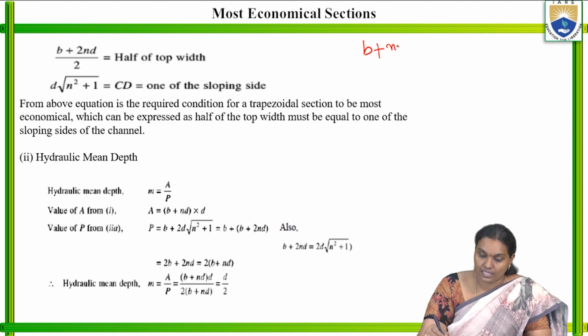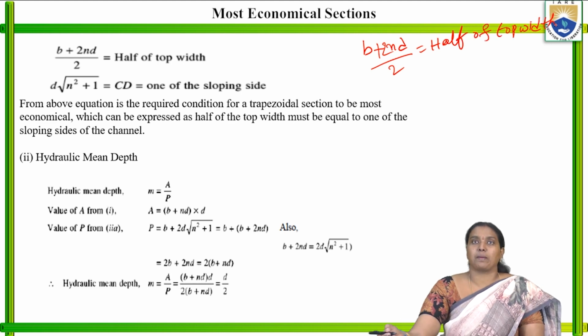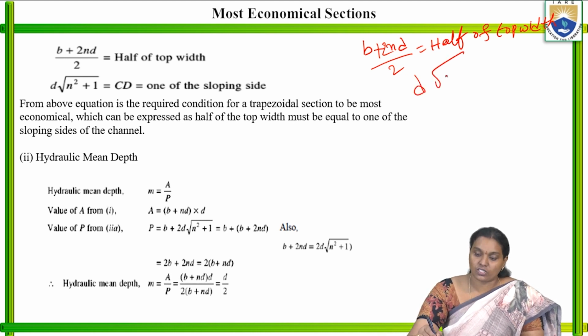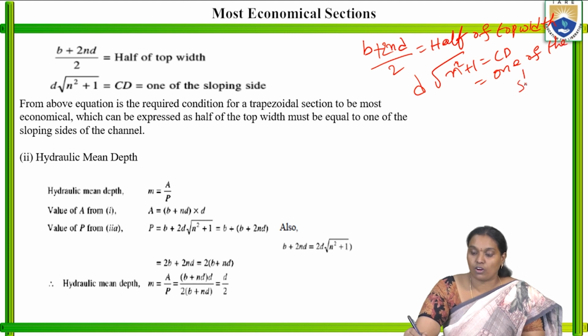B plus 2nD by 2 is equal to half of the top width. It represents half of the top width. D root n square plus 1 is equal to CD. That is one of the sloping sides.